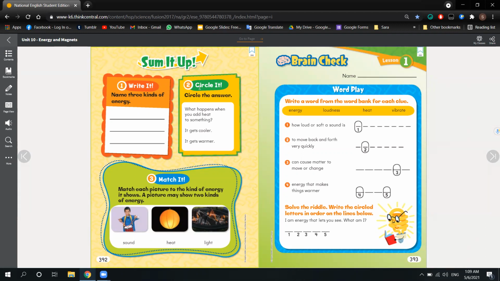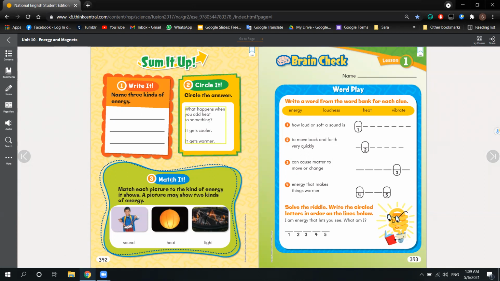The second question, circle it. Circle the answer. Here, what happens when you add heat to something? When you add heat to something, it gets cooler or it gets warmer. And pay attention to add heat, not take away, add, okay? Remember the video that I sent you like one day and I explained the whole thing about heating water and so on.